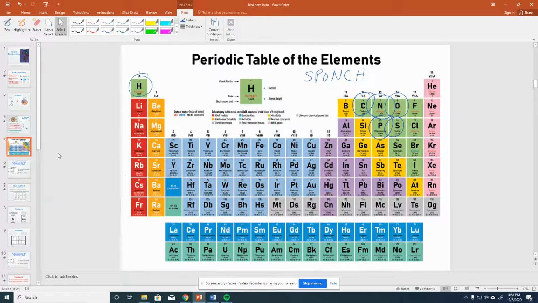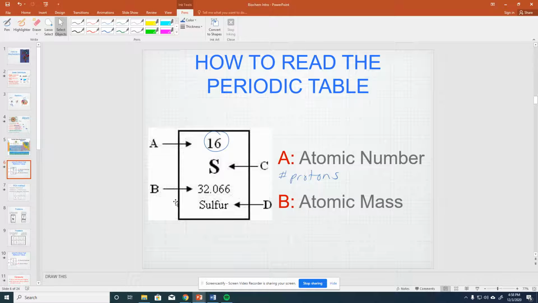sulfur. So if I go back to the periodic table, you'll see here that, for example, this might be kind of small, but oxygen has 8 protons. If you were to give it another one, this isn't exactly how it works, but if it had another proton, then you would now be making fluorine, and you would no longer have oxygen. Okay. So the next part of this, B, is the atomic mass.